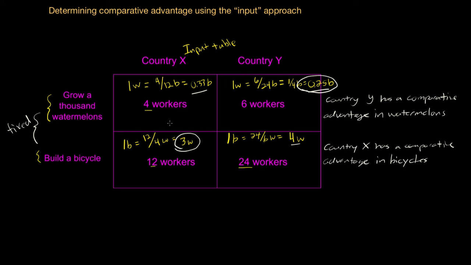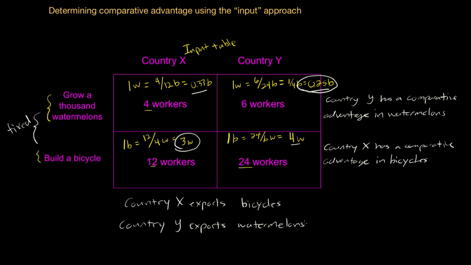Now, if countries X and Y were to trade with each other, country X would export bicycles and country Y would export watermelons. And through trade, they would both be able to enjoy a higher level of consumption of both watermelons and bicycles.